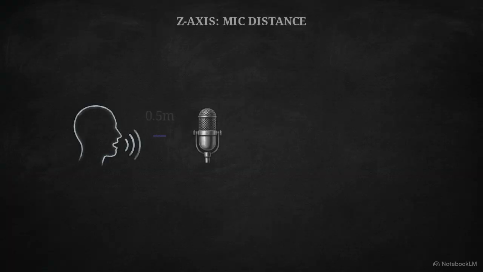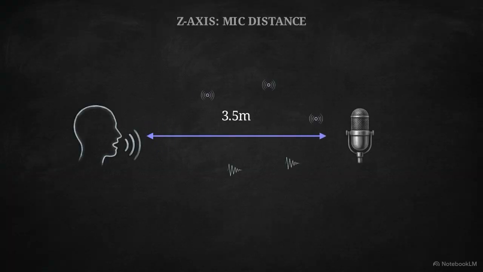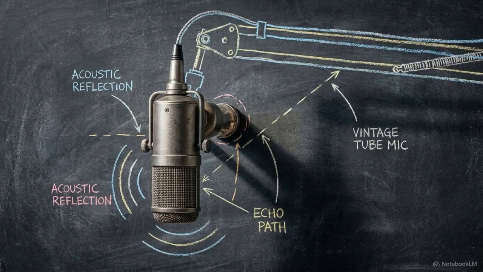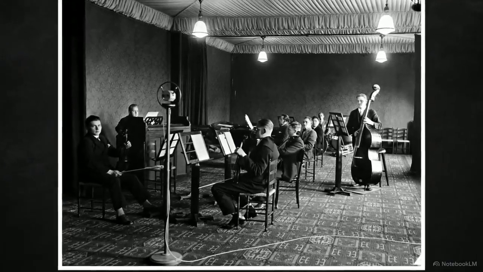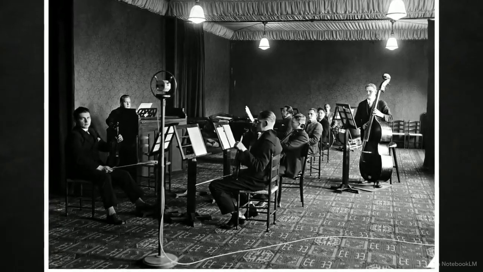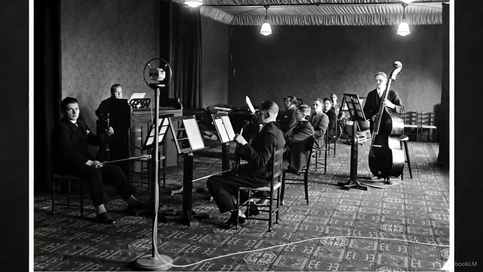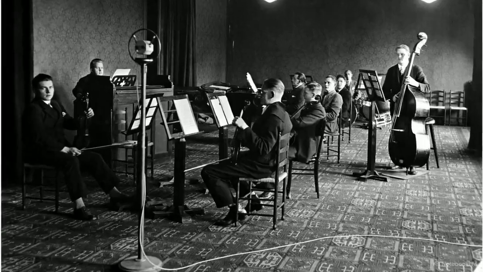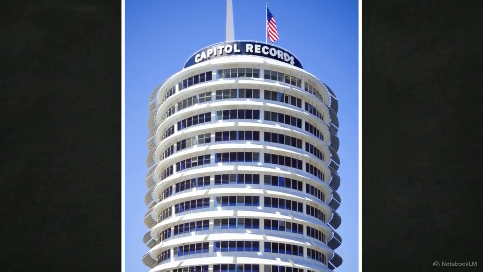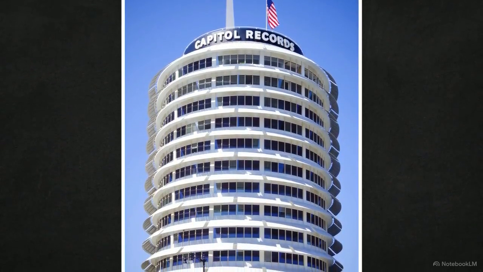Building depth begins at the microphone. By adjusting the distance between the source and the mic, you can capture the specific balance of direct sound and natural room ambiance before the mix even starts. Early recordings were bound by reality. Engineers relied on the natural acoustics of halls and theaters, using the room itself to tell the truth about where the musicians were standing. When producers began demanding more control, they moved toward artificial ambiance.